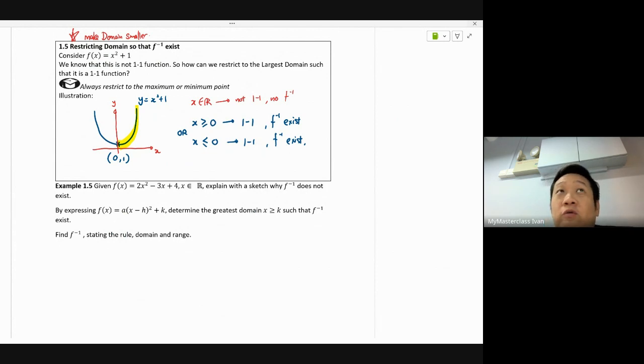Similar triangles is something you must know in JC, especially in differentiation. Rate of change, all this will always happen. Will come back.